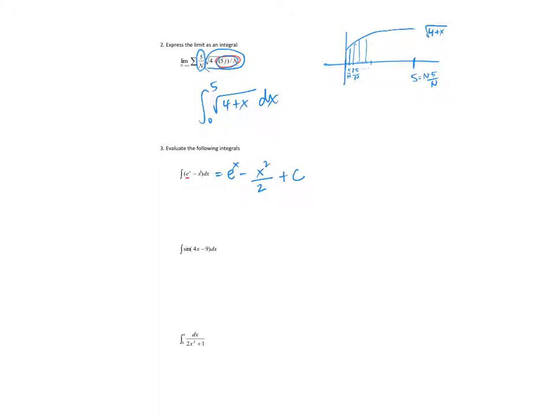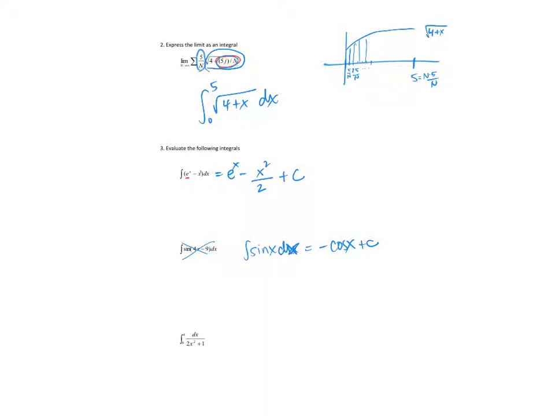And this one involves a u substitution, which I don't think you have done yet, so I'm going to cross that one out. But if it were just the integral of sine x dx, we know that would be negative cosine x plus c.